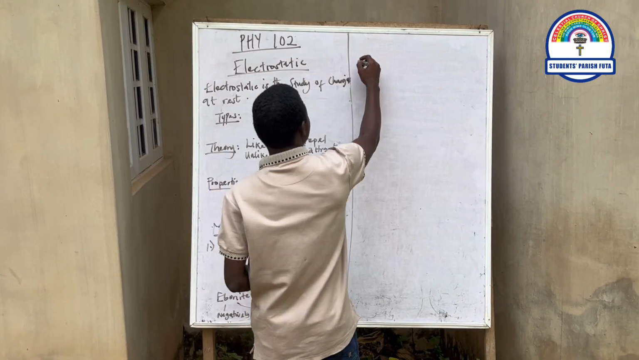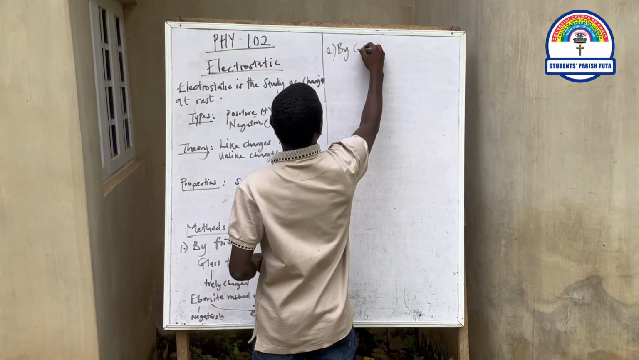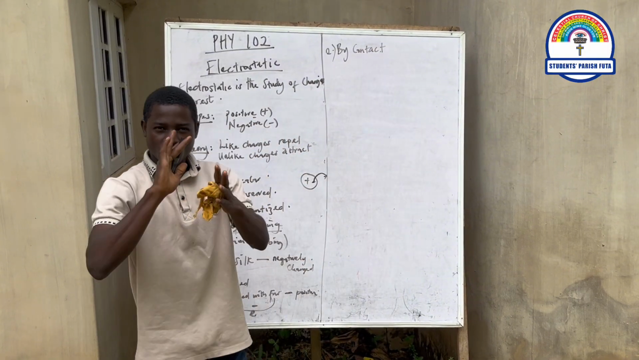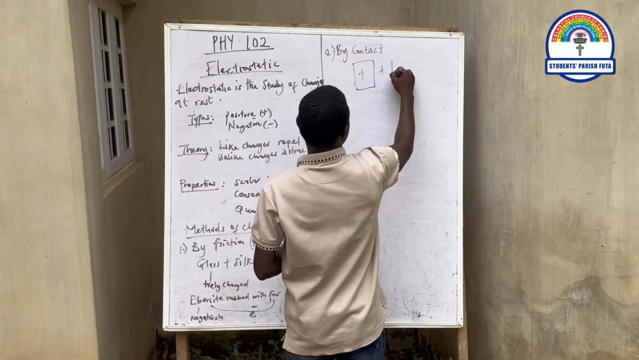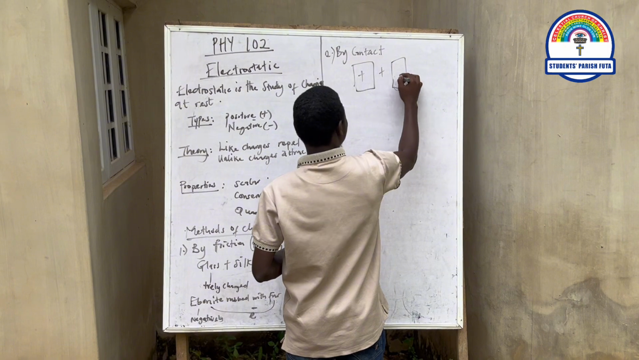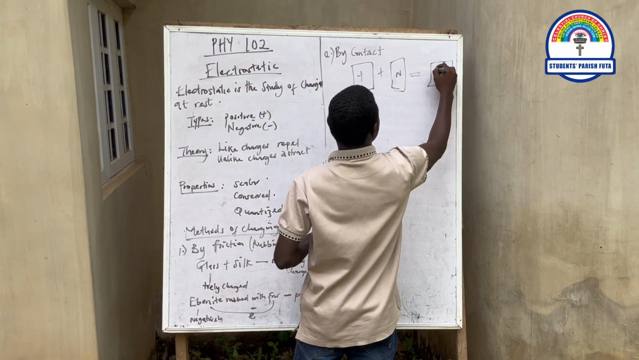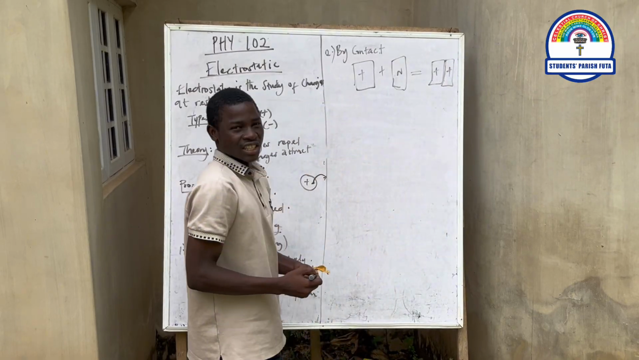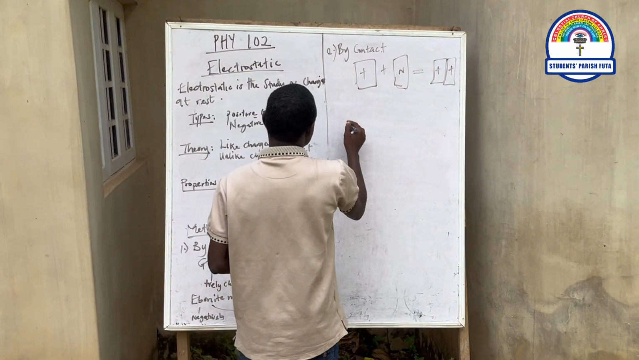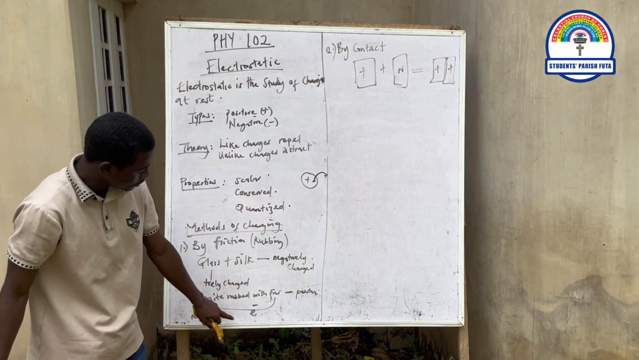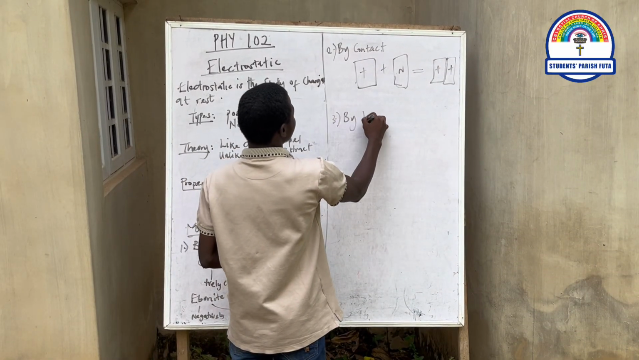Now let's move on to the other way of charging, that is by contact. This is the common method of charging by contact, when you put them together. If we have a block that's positively charged and one that is neutral, and you put them together by contact, the neutral one also becomes positively charged. It transfers the same charge to that neutral body. So this one is by rubbing, this one by contact. Then the last one you have is by induction.